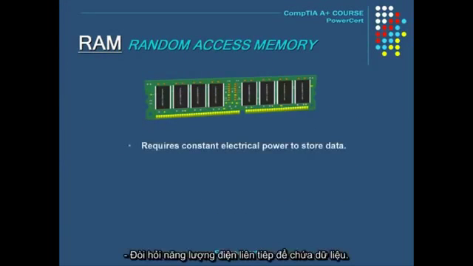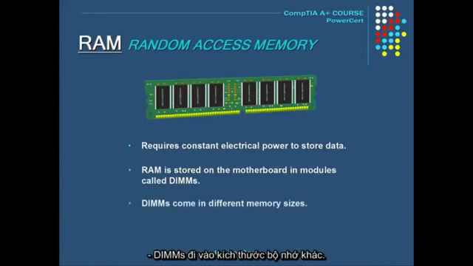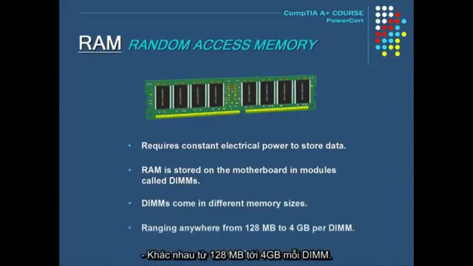RAM requires constant electrical power to store data, and if the power is turned off, then the data is erased. RAM is stored on the motherboard in modules called DIMMs. These DIMMs come in different memory sizes. Today, they range anywhere from 128 megs to 4 gigs of memory per DIMM or more.